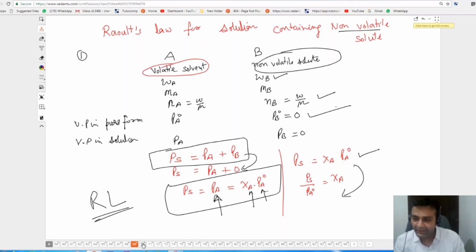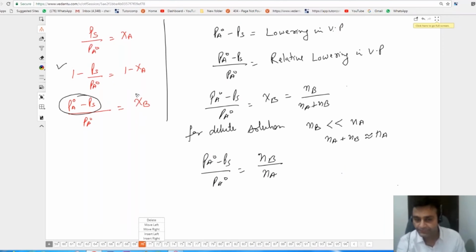Dalton's law will not apply here directly. Yes, there are some special cases also. We'll discuss it later. Fine. Now I can subtract 1 from both sides. The rest is again a mathematical operation, right? Now I have explained the chemistry here, and all of these are just mathematical things. Now, what is Pa naught minus Ps? It is the lowering in vapor pressure. If you divide by Pa naught, it gives the relative lowering of vapor pressure. And it is equal to the mole fraction of B. The rest is all simple things.